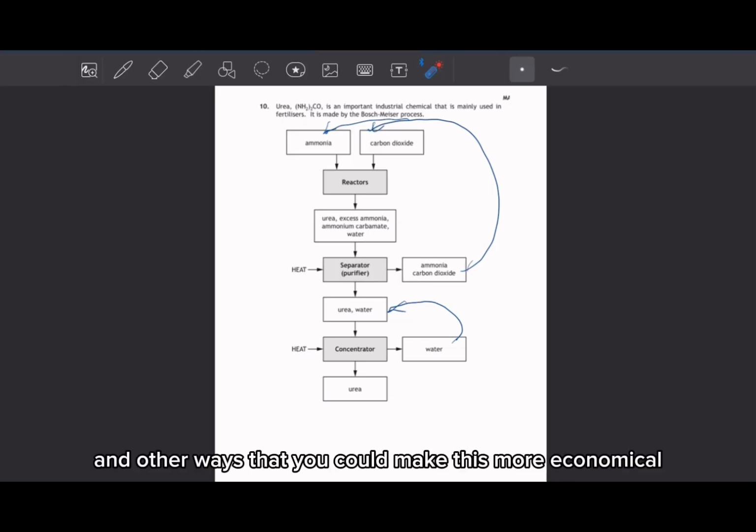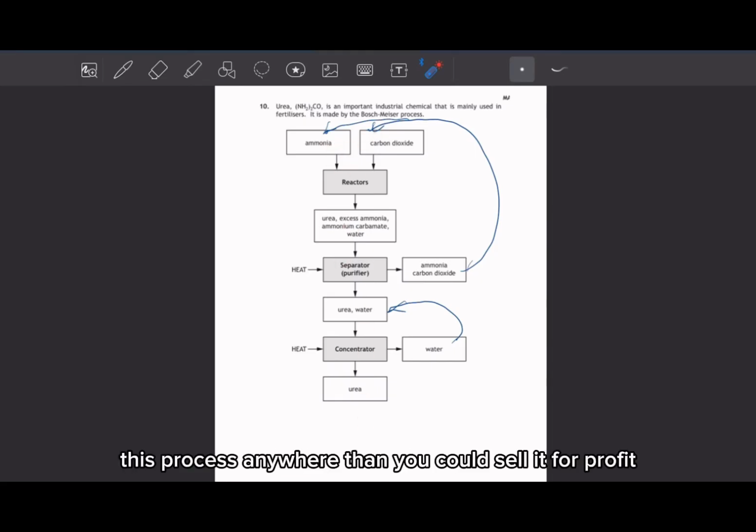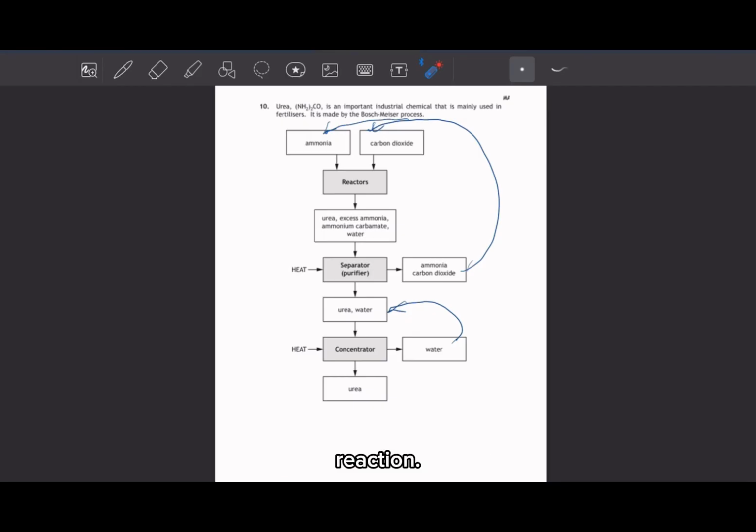Other ways that you could make this more economical that aren't necessarily shown in the picture is using any catalysts in the reactors if possible, which would lower the running costs, so you wouldn't need to heat it as much. And yeah, selling any byproducts if you weren't going to recycle them. So if there was a byproduct you produced that wasn't actually in this process anywhere, then you could sell it for profit or recycle it in another reaction.